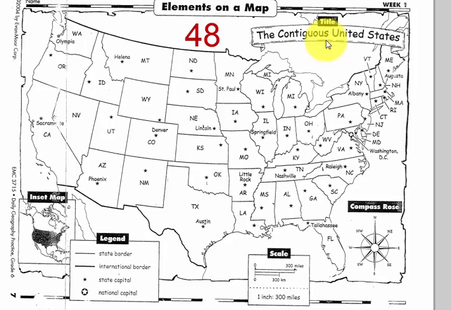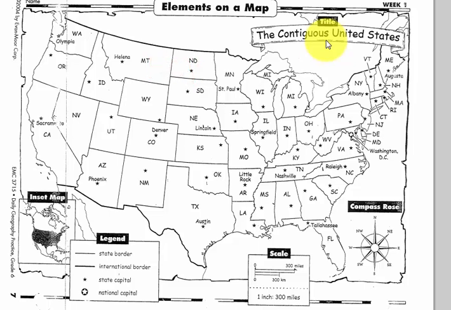The contiguous are going to be the 48, so there's one answer. And we also will talk about the non-contiguous, and that's what we mentioned at the very beginning. Hawaii and Alaska, they're not really part of the contiguous United States. Of course, they're part of the United States, just not part of the connected states.